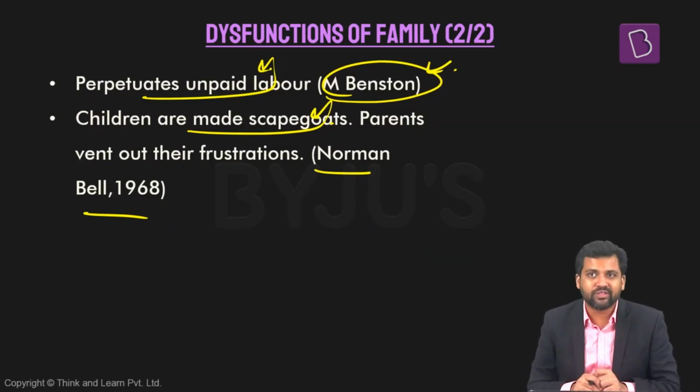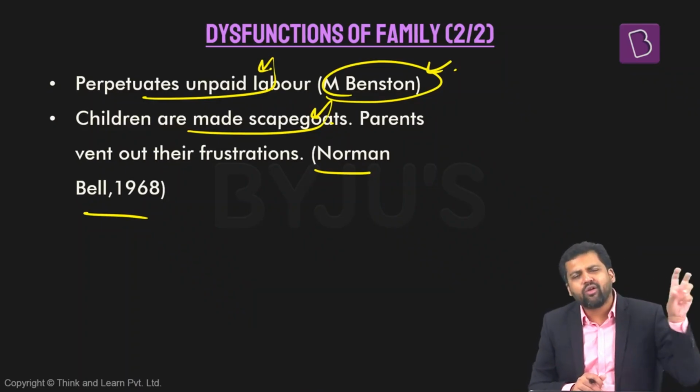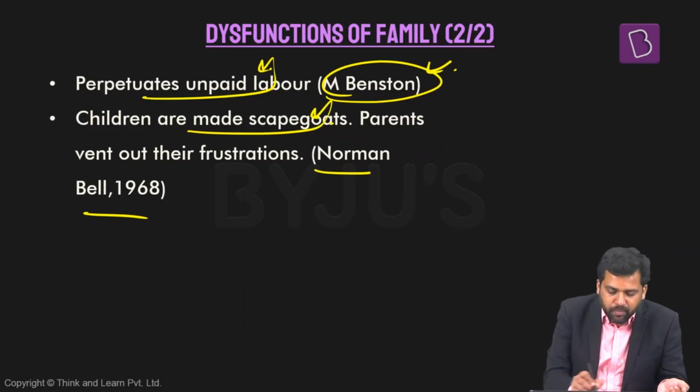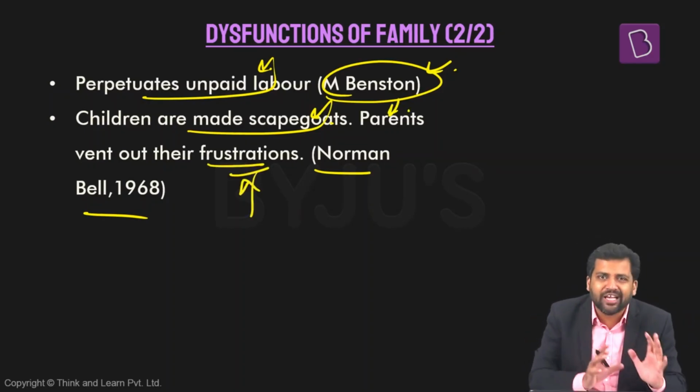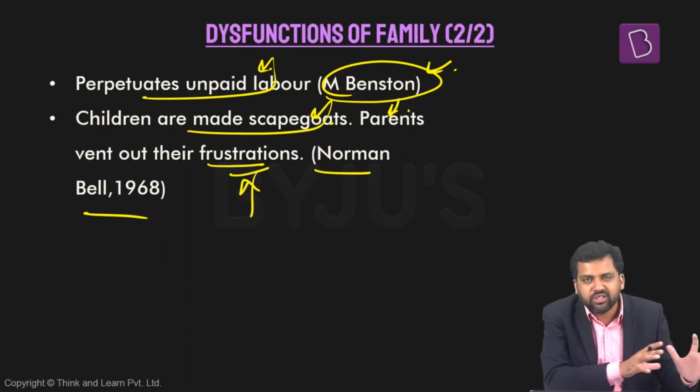You might have seen this in some of the movies, also Bollywood movies. Parents had aspirations, they could not fulfill them. They wanted to become so and so, they could not. Now they want their children to become that. And for that, they put a lot of pressure on the child. As a result of which, the child is getting impacted. So there are many instances where parents might vent out their frustration. This is what Norman Bell points out. These are all disruptive or dysfunctional aspects of the institution of family. So there are some positive functions, and then there are some of these dysfunctions.